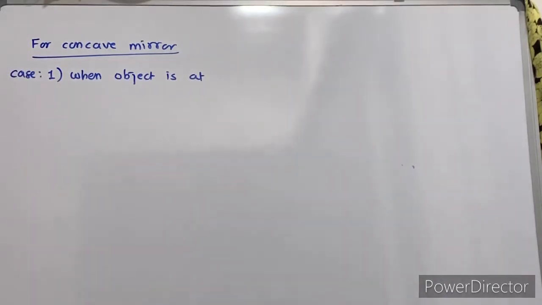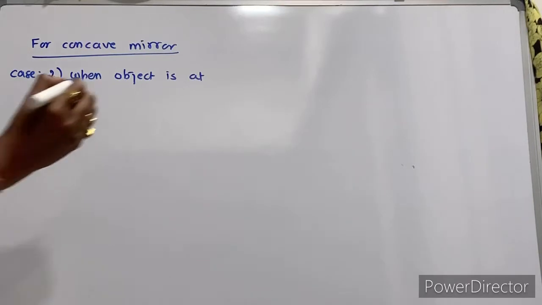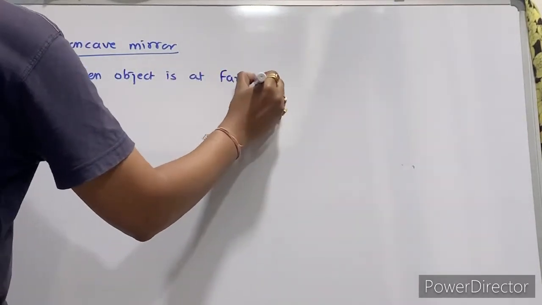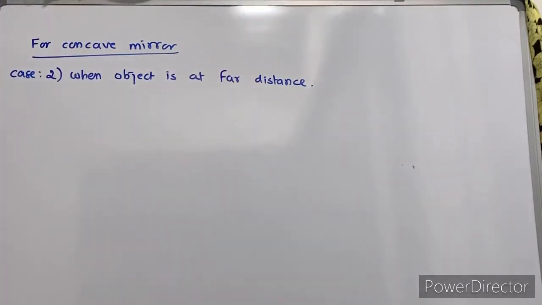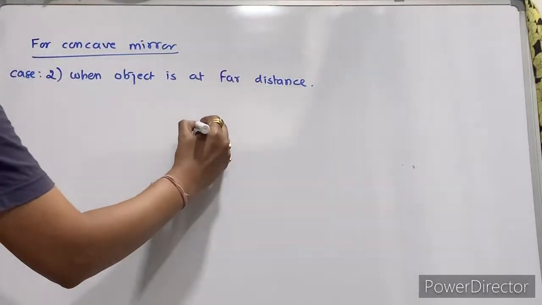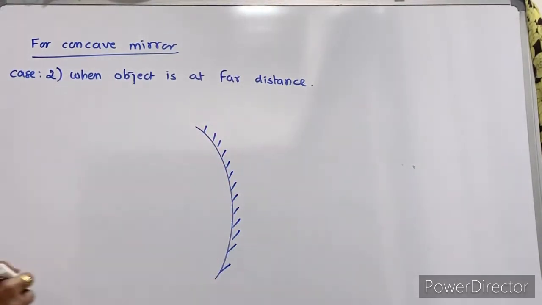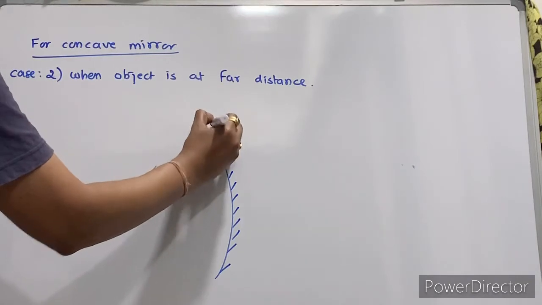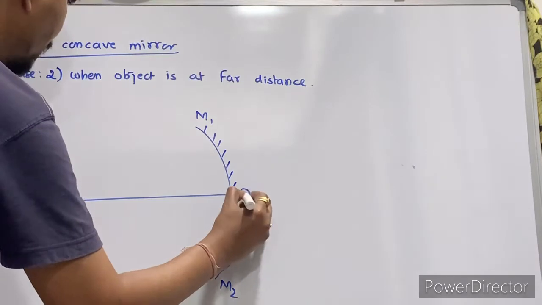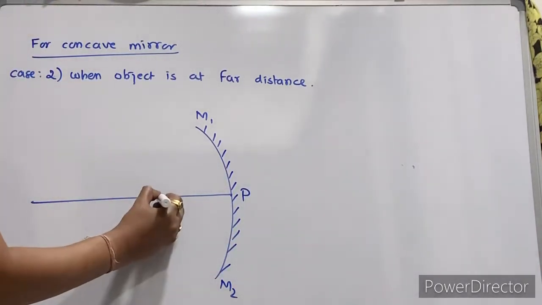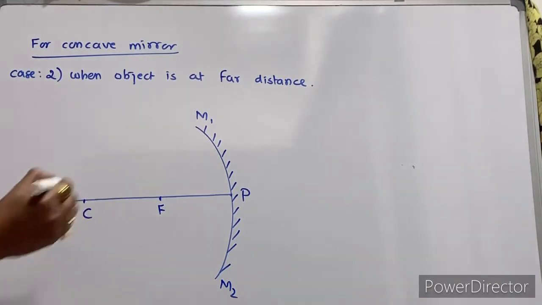This is case 2, when the object is at a far distance. It is a distant object. So over here, this is your concave mirror. We give it the name M1, M2. This is the principal axis. This will be the pole. This is your focus, which is F. This is the center of curvature, which is C.